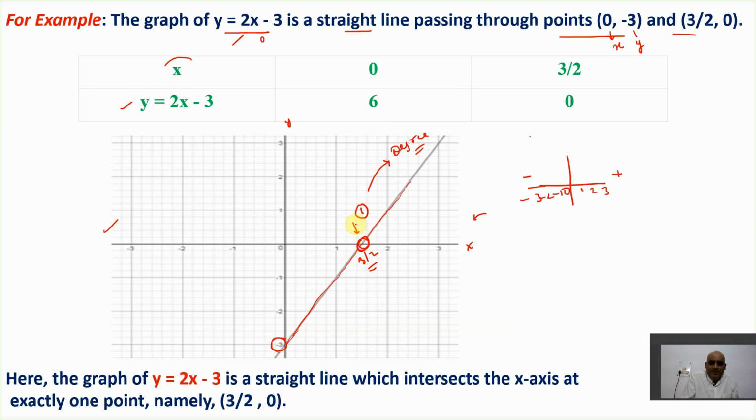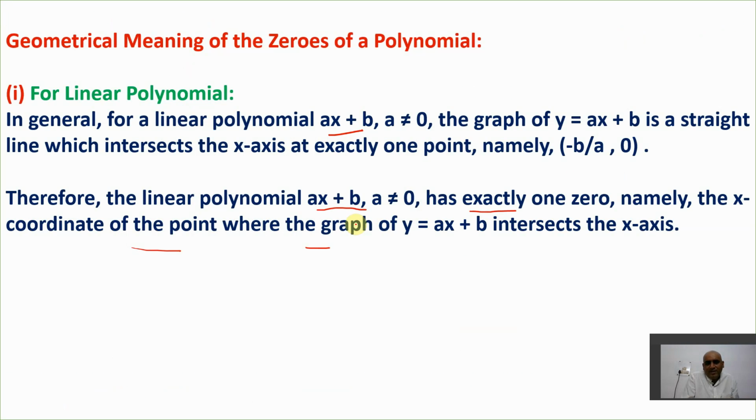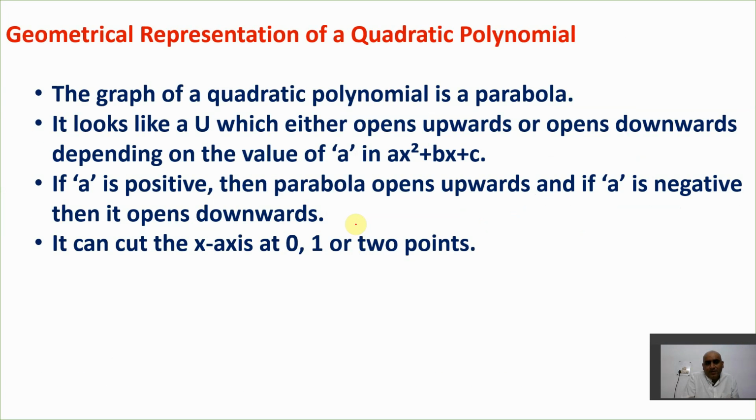Clear? Now let's understand this with some more geometrical representation. Previously we went through the geometrical representation of a linear polynomial, where we understood that if one point touches the x-axis, then the degree will be 1. But if 2 points touch the x-axis, the degree will be 2. Very common sense here, the degree is 1 in a linear polynomial. Why? Because the highest power of the variable is 1. Now let's talk about the quadratic polynomial.